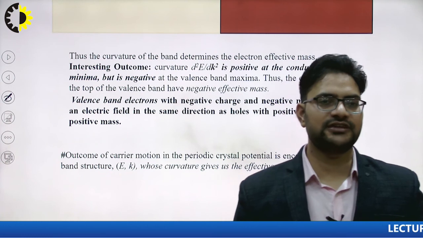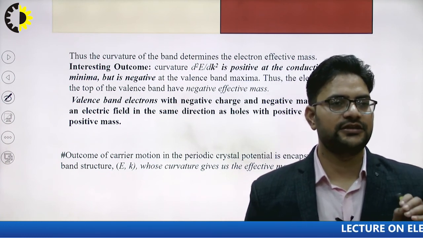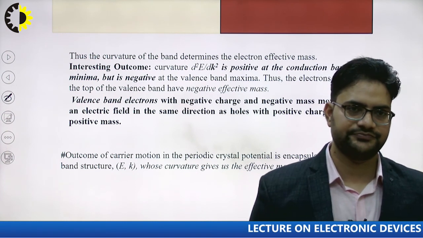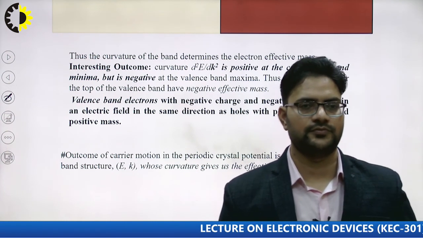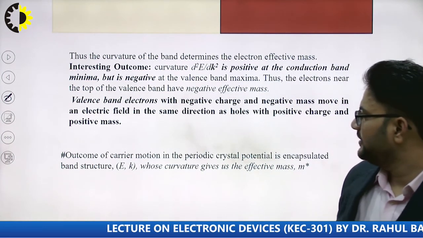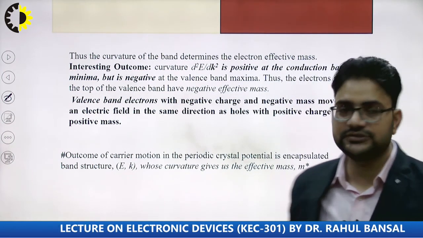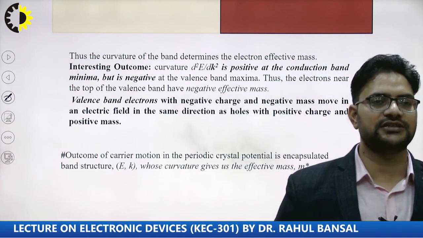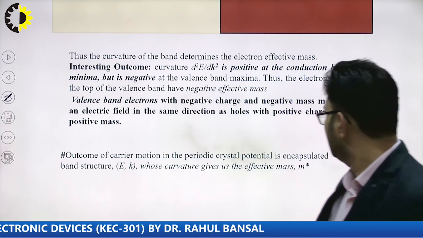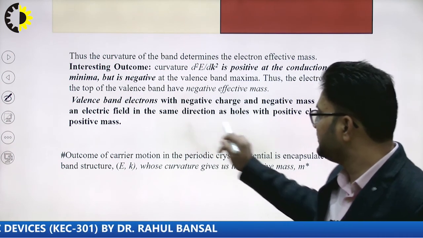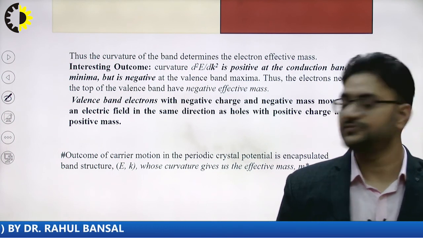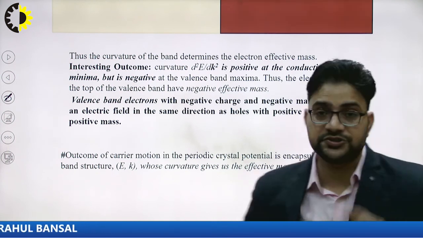So therefore what we can say? We can say that an electron near the top of the valence band will have a negative effective mass. The next postulate we can draw is that a valence band electron with negative charge and negative mass moves in the electric field in the same direction as the hole with a positive charge and positive mass.